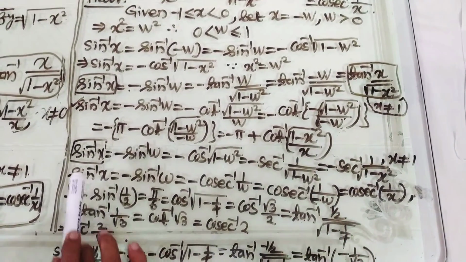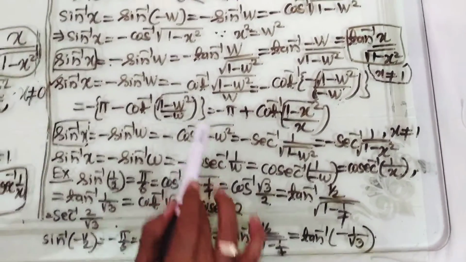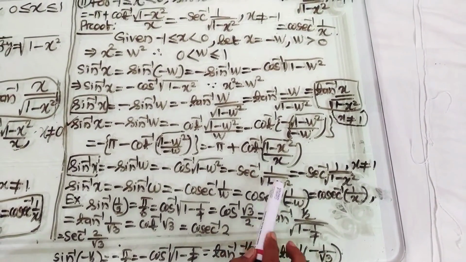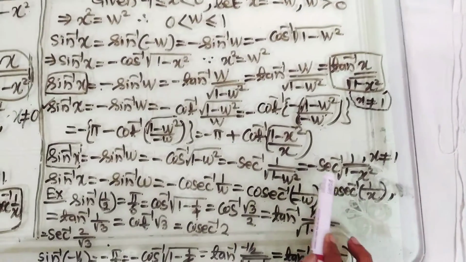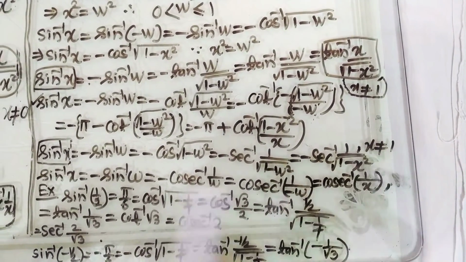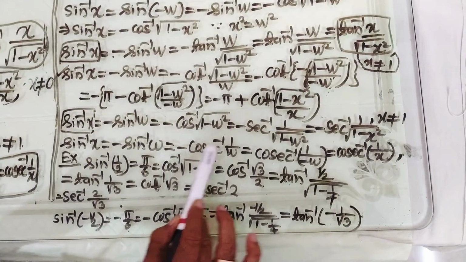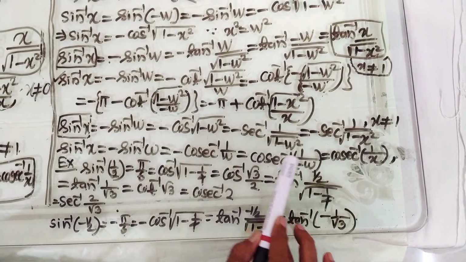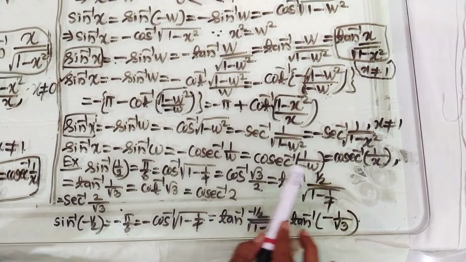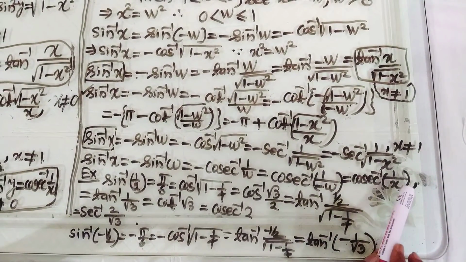So we have sin inverse x is equal to minus pi plus cot inverse root over of 1 minus x square by x. Again sin inverse x is equal to minus sin inverse W, which is equal to minus cos inverse root over of 1 minus W square, which is equal to minus sec inverse 1 by root over of 1 minus W square, which is equal to minus sec inverse 1 by root over of 1 minus x square, where x is not equal to 1. Again sin inverse x is equal to minus sin inverse W, which is equal to minus cosec inverse 1 by W, which is equal to cosec inverse 1 by minus W, because cosec inverse minus x is equal to minus cosec inverse x. In place of minus W we write x, so it is cosec inverse 1 by x.